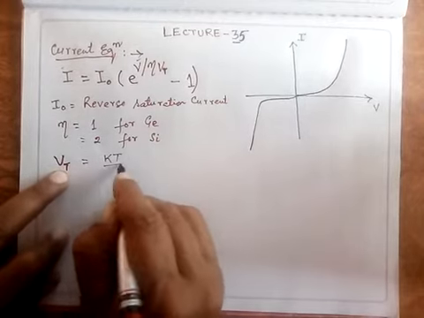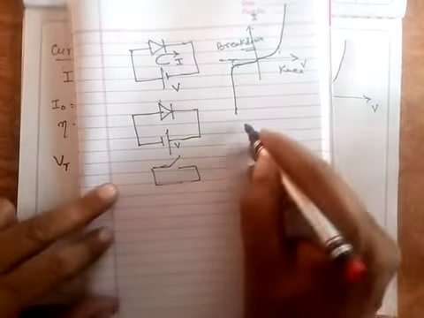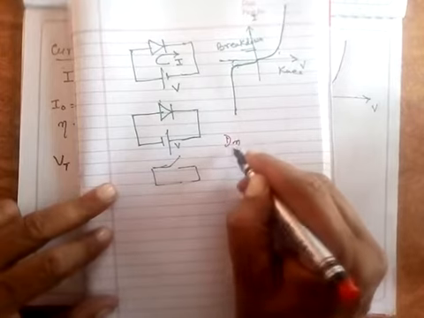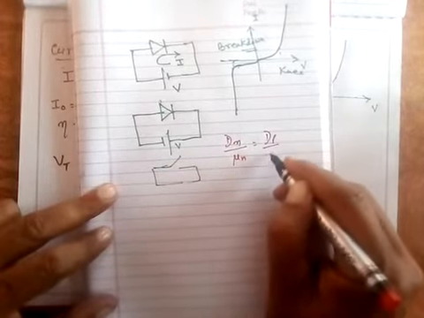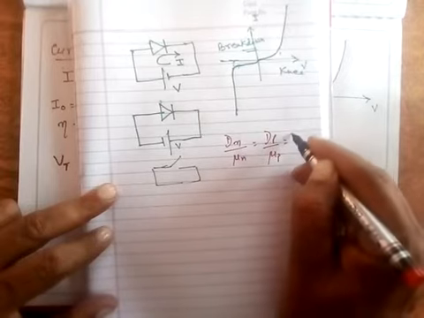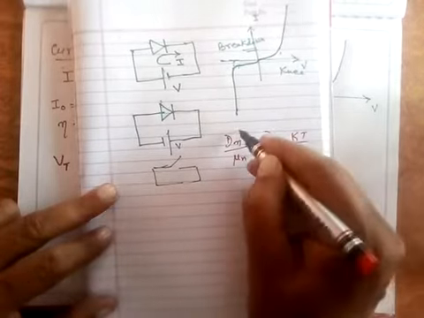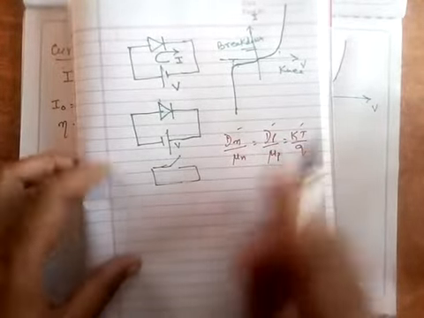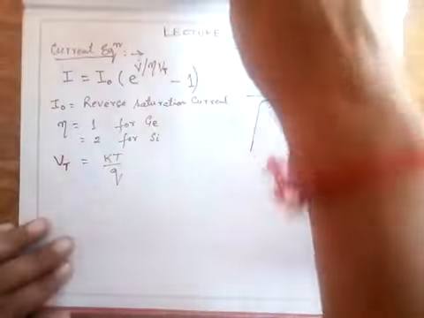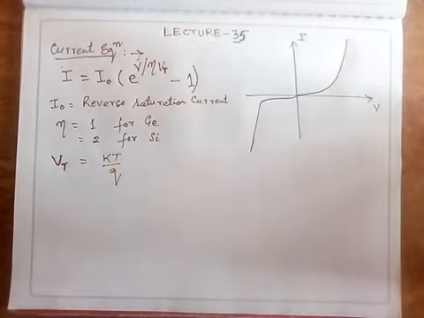We have already done this term Vt, kT upon q, if you remember, while dealing with the Einstein equation: Dn upon mu n is equal to Dp upon mu p is equal to kT upon q. We did this while dealing with drift current and diffusion current. So it is kT upon q, where k is the Boltzmann constant. Let's define this once again.